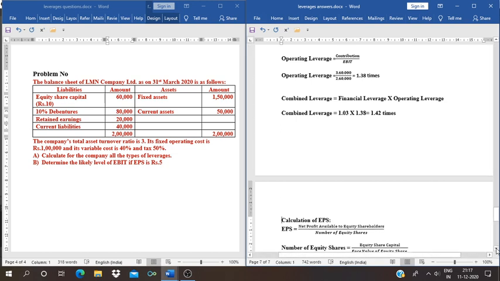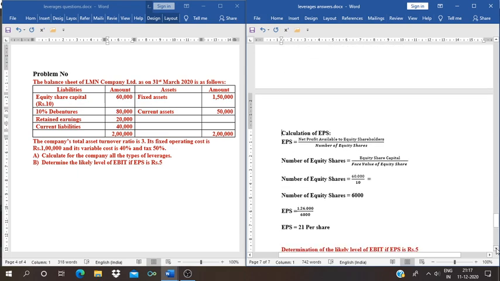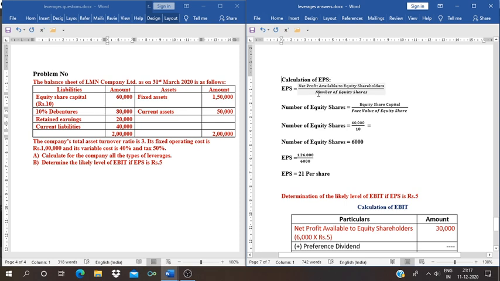Okay, the formula for EPS is net profit available to equity shareholders divided by number of equity shares. Here also the number of equity shares is not given in the problem. First we have to calculate it. The formula is equity share capital divided by face value of equity share. Here the equity share capital is 60,000 and the face value is 10. 60,000 divided by 10 means 6,000 is the number of equity shares.